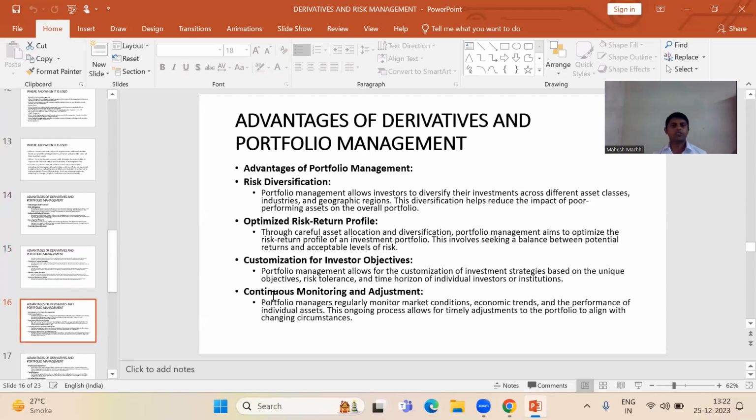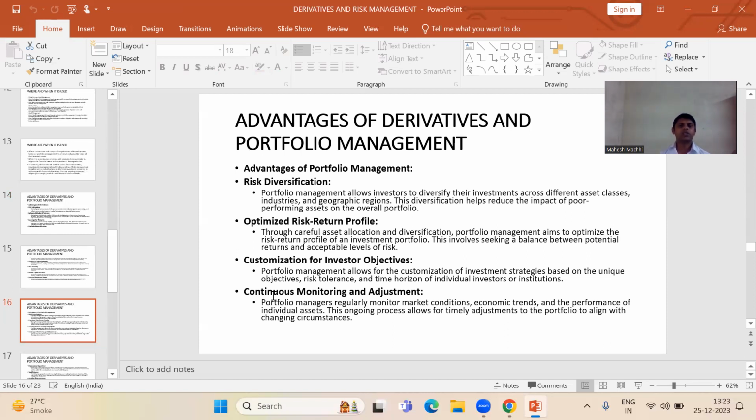Portfolio management. Advantages of portfolio management. Risk diversification. Portfolio management allows investors to diversify their investments across different asset classes, industries, and geographic regions. This diversification helps reduce the impact of poorly performing assets on the overall portfolio.